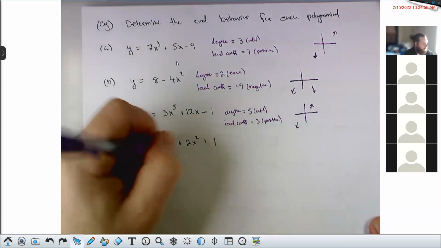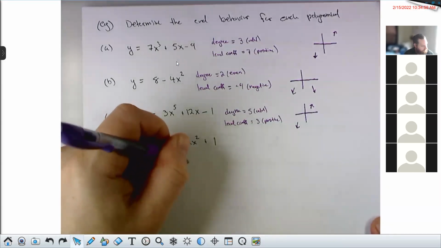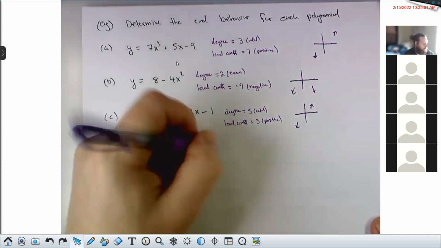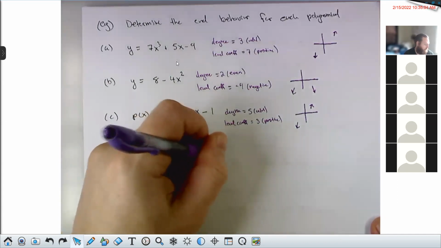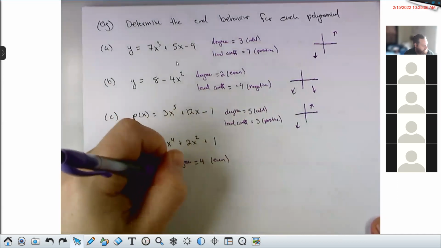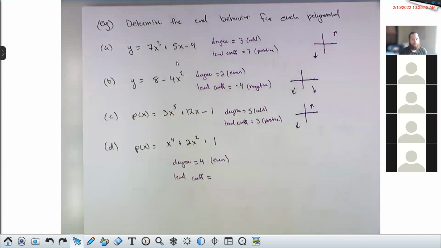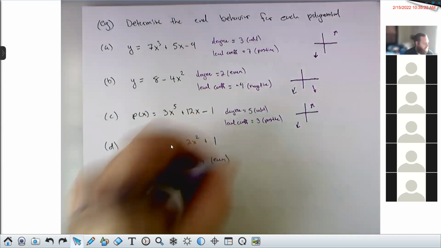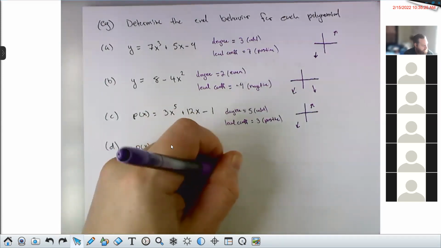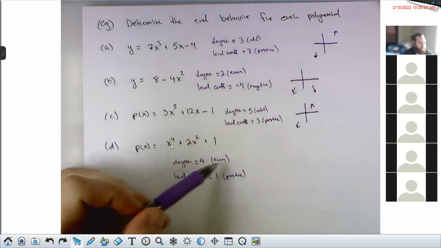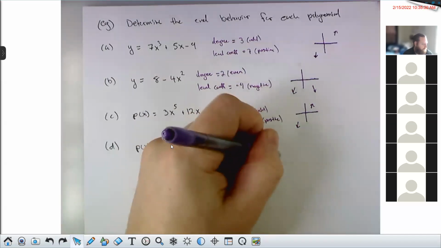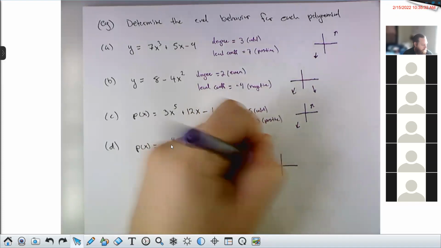And then the last fellow here, the degree is 4, even. And the lead coefficient. What is the lead coefficient for this one? This last function. 1. Yeah, excellent. Remember, if there's nothing written there, that's a 1. Right? X to the 4 is the same as 1 times x to the 4. 1, which is positive. So even means the arrows are going to point the same way. Positive lead coefficient means they're both going to point up.